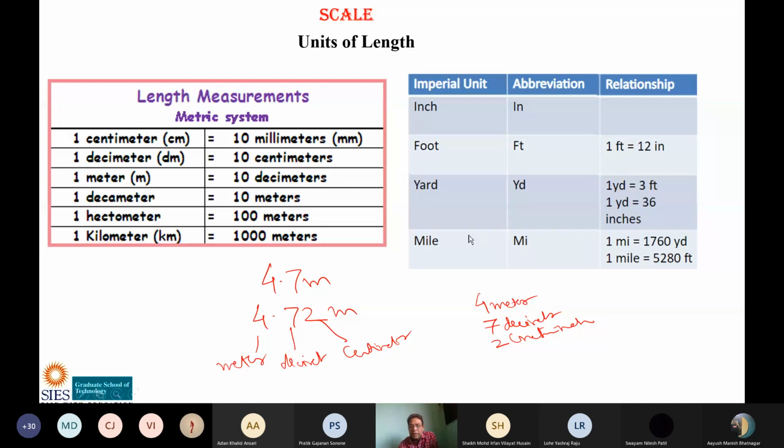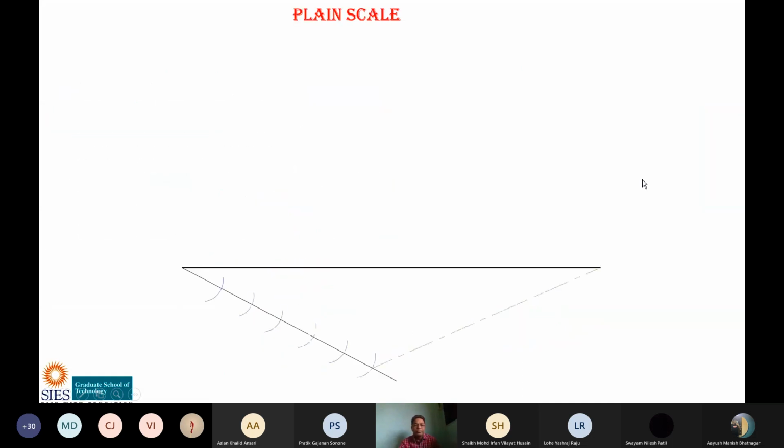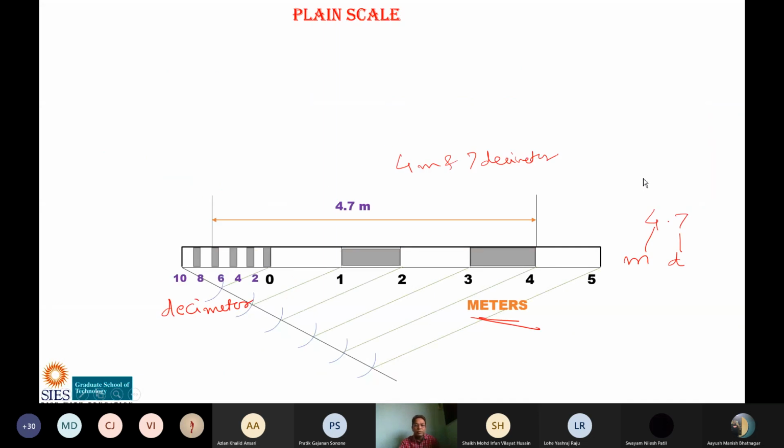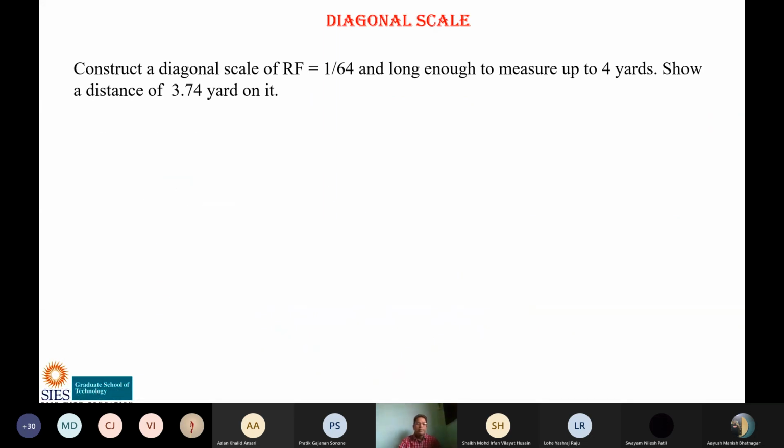So you can see here the relation between yard, foot, and inches. 1 foot is 12 inch, and 1 yard is 3 feet. So if I want to show yard, feet, and inches, then I will have to use a diagonal scale. So we'll see how to construct a diagonal scale. Yard, feet, inches. 1 yard is 3 feet, 1 foot is 12 inch. So we got 3 units now. We'll quickly move on to the steps now.